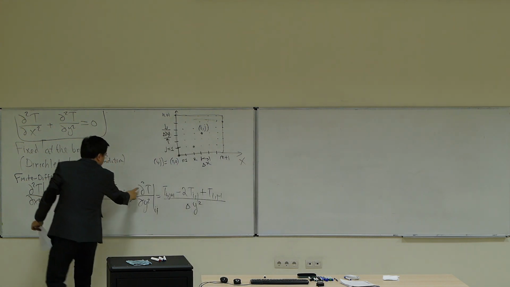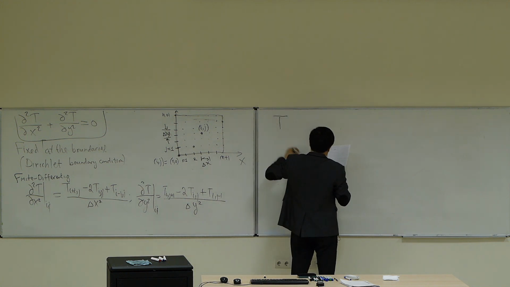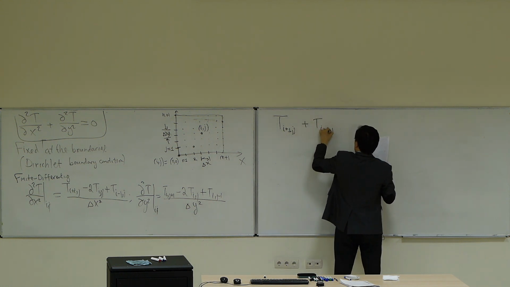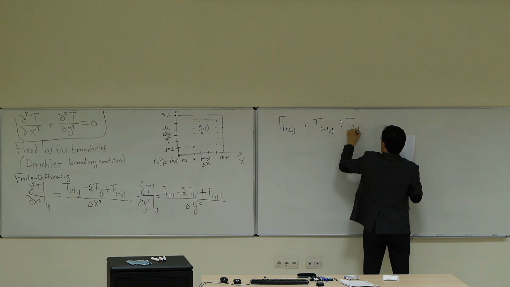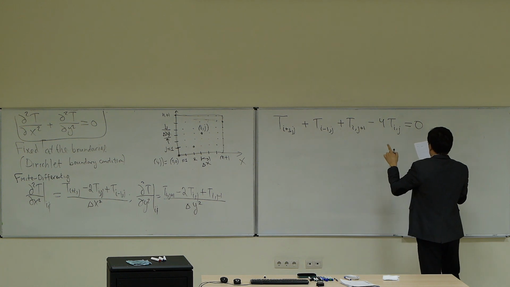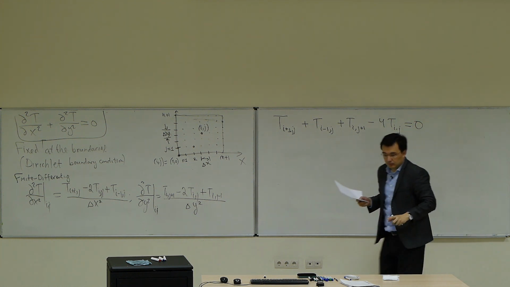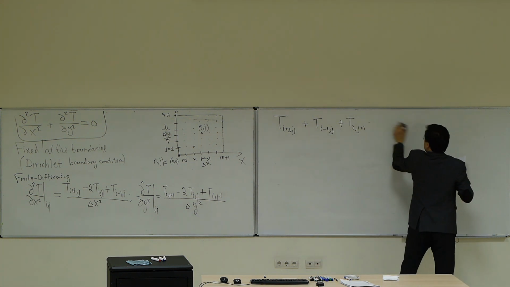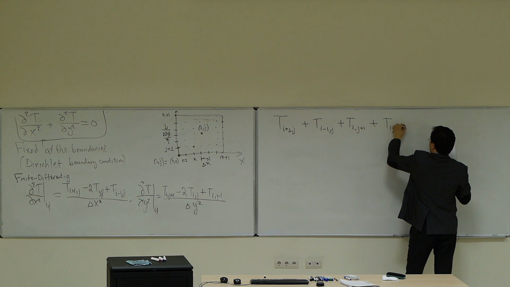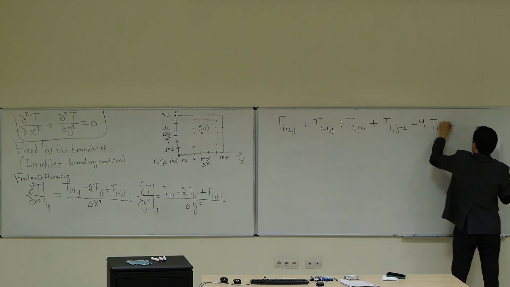I put this expression and this expression into this equation, and what do I get? I'll just write the final formula. I get this kind of formula: T i plus 1 j plus T i minus 1 j plus T i j plus 1 minus 4 T i j is equal to 0. I forgot one term, I think. Yes, I forgot one term. Let me add that term quickly. T i j plus 1 plus, I forgot this term, T i j minus 1, minus 4 T i j is equal to 0.